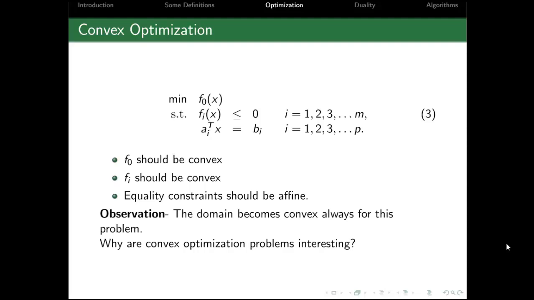So why are convex problems interesting? Convex optimization problems are interesting because of the properties of convex functions and convex sets. First, the most important property which is useful for us is that if there is a local minima anywhere, it is guaranteed that it is the global minima for the function. So it makes our life very simple and we don't have to search a lot for the global minima.